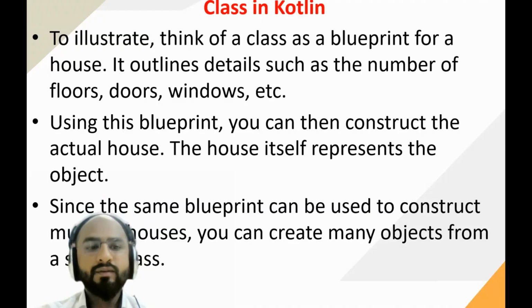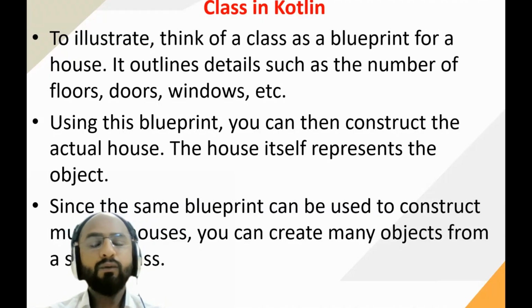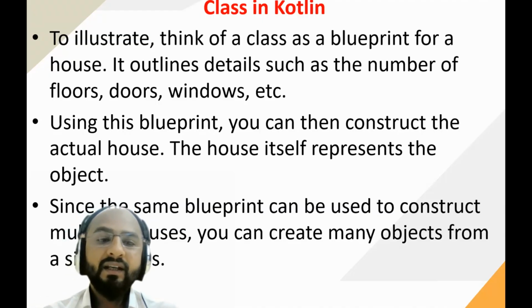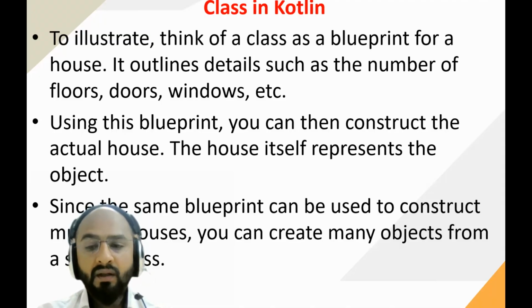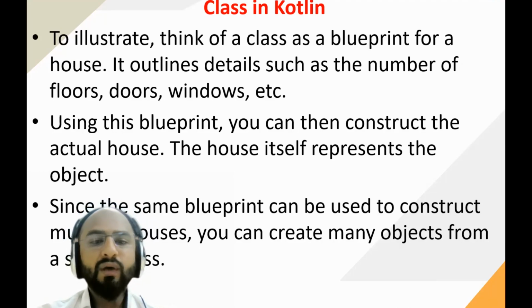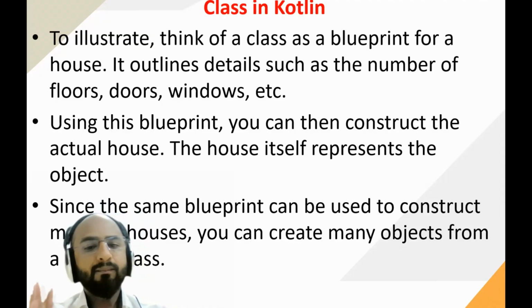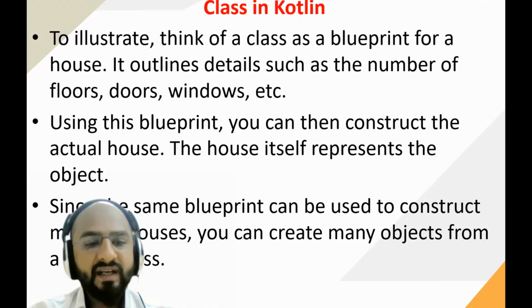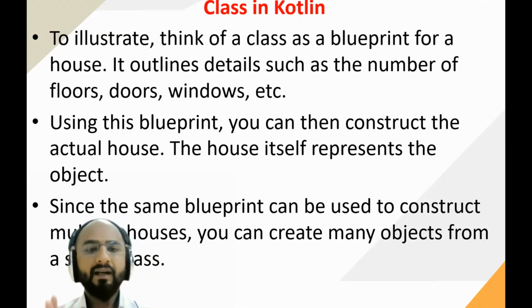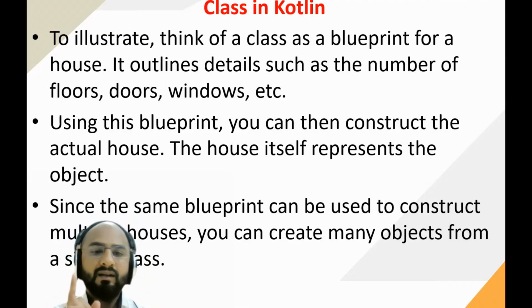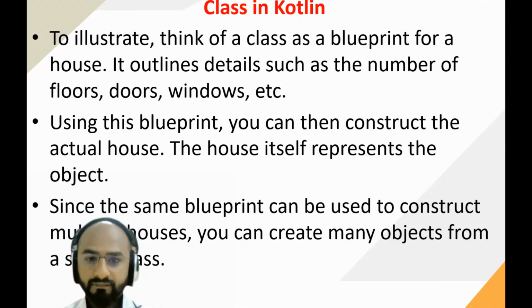And when you construct an actual house, it means it is an object. Since the same blueprint can be used to construct multiple houses, if you have created one blueprint, after that you can create multiple houses by using that blueprint. You can create many objects from a single class. So if you have created a single class, you can create multiple objects of that particular class.